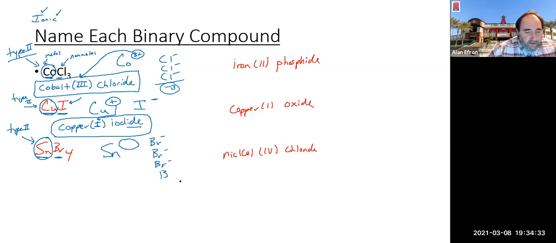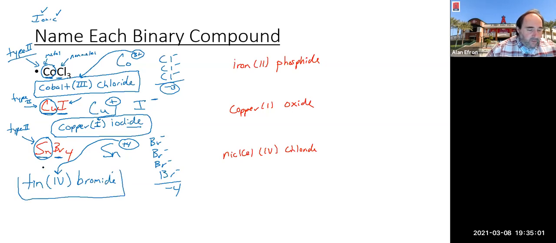So if you just draw them all out, that is -4. To balance that out, that would be +4. And that means that this is tin, Roman numeral 4. Again, not how many tins we have, but the actual positive charge that's happening there. And same deal, because this is metal, non-metal, even though there's 4 Brs, it has absolutely no effect on the name, should not be using a prefix. And this would be tin, Roman numeral 4, bromide. Any questions on any of those 3 there?